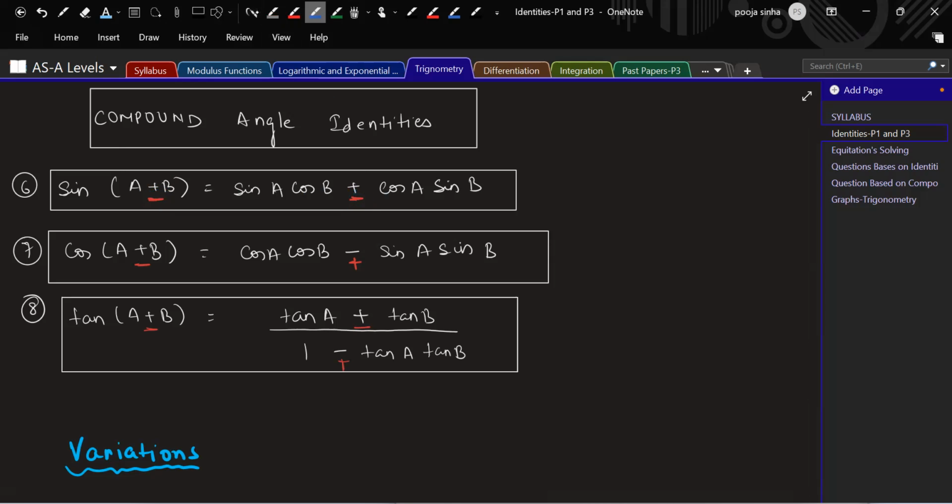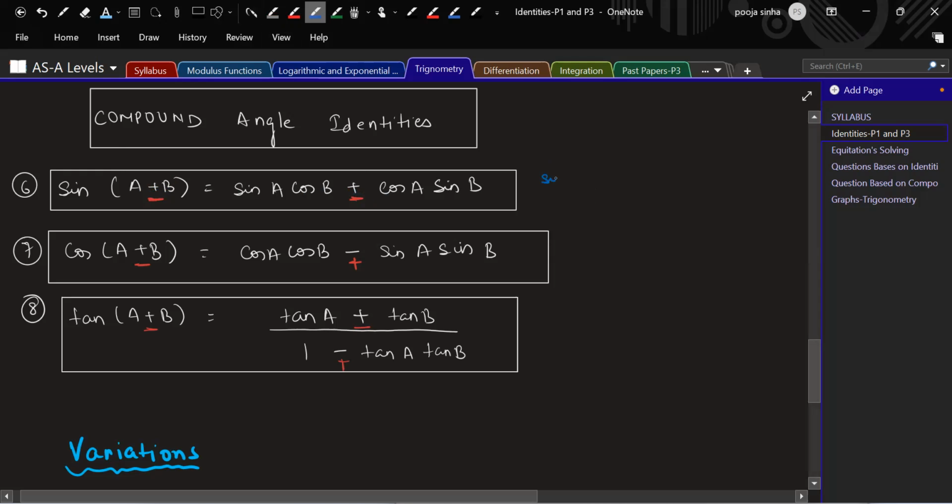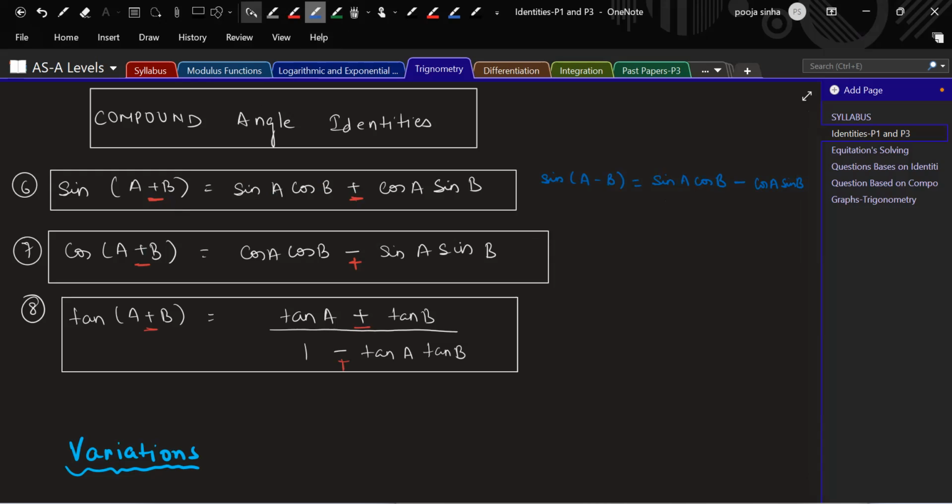Okay. Do you want me to write that down? I'll just write it. Suppose it is sin A minus B, this is what you're asking? That means it will become sin A as it is, cos B as it is. But instead of the plus sign which is here, you put a minus sign, and minus cos A sin B. Okay? Everything else remains the same, right? Same thing here. This plus minus sign that I put in red means the same thing. Okay.